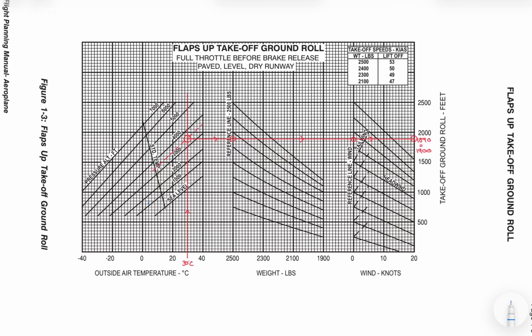All right, welcome everyone to the CIA question on flight performance. We're going to be looking at the flaps up takeoff ground roll chart, figure 1-3.